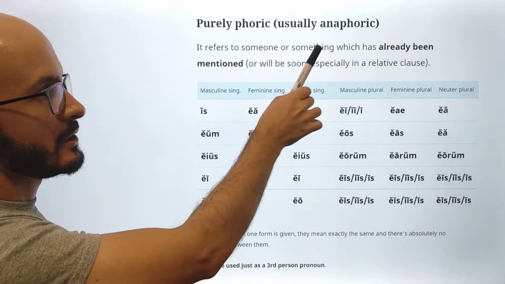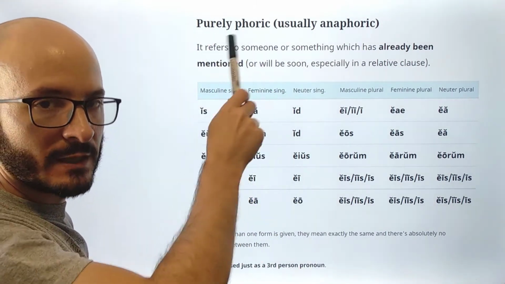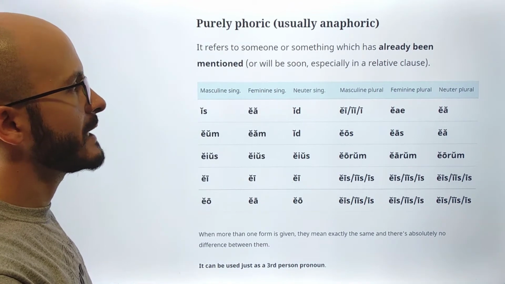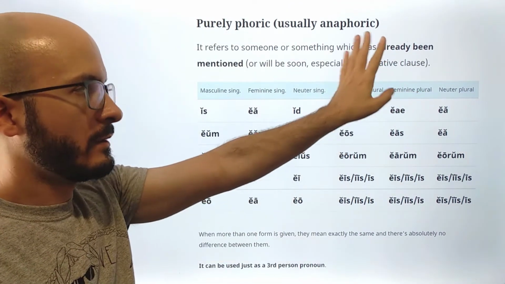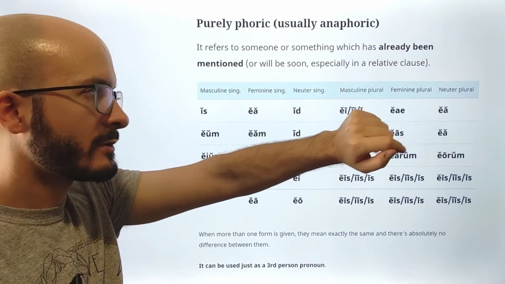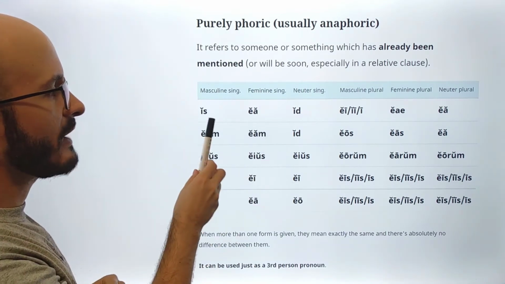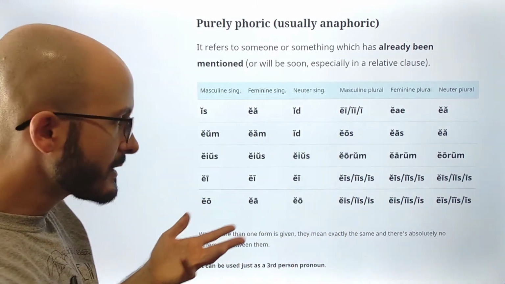Purely phoric, usually anaphoric. So usually it refers to something which has been mentioned. It refers to someone or something which has already been mentioned or will be soon, especially in a relative clause. We haven't studied relative clauses yet. I think it's in the next module, but not yet. So it doesn't matter for now. And here we have is, ea, id. Again, more or less what we can expect.